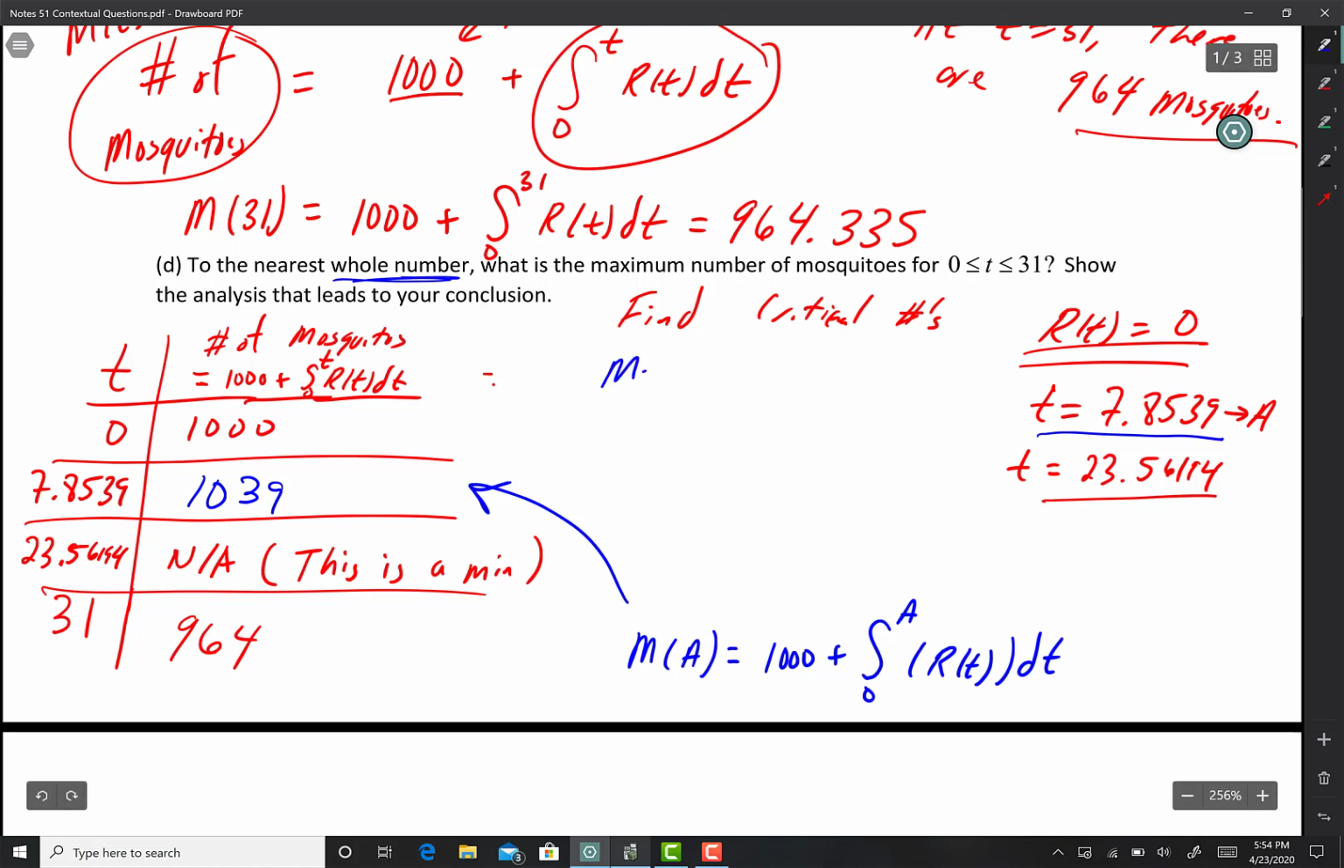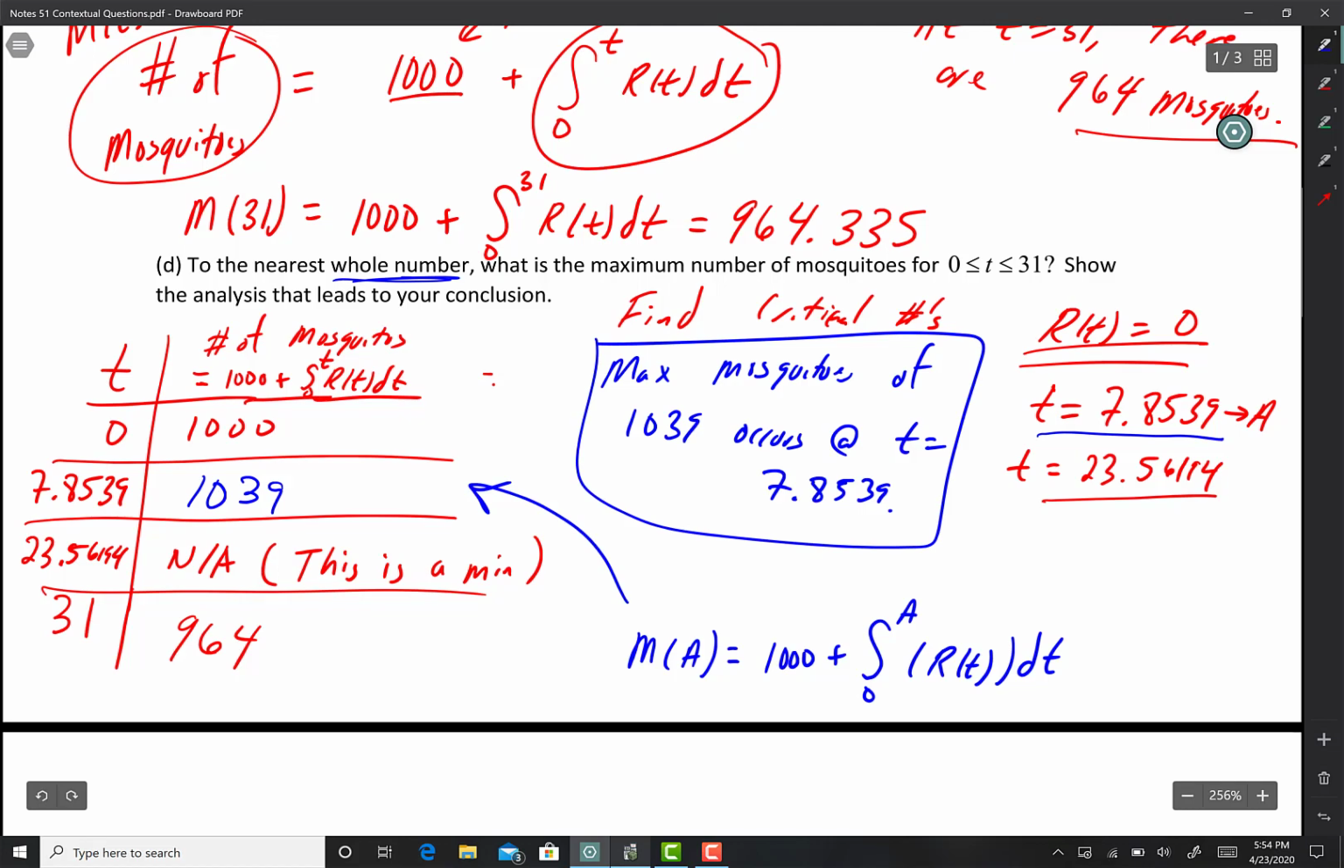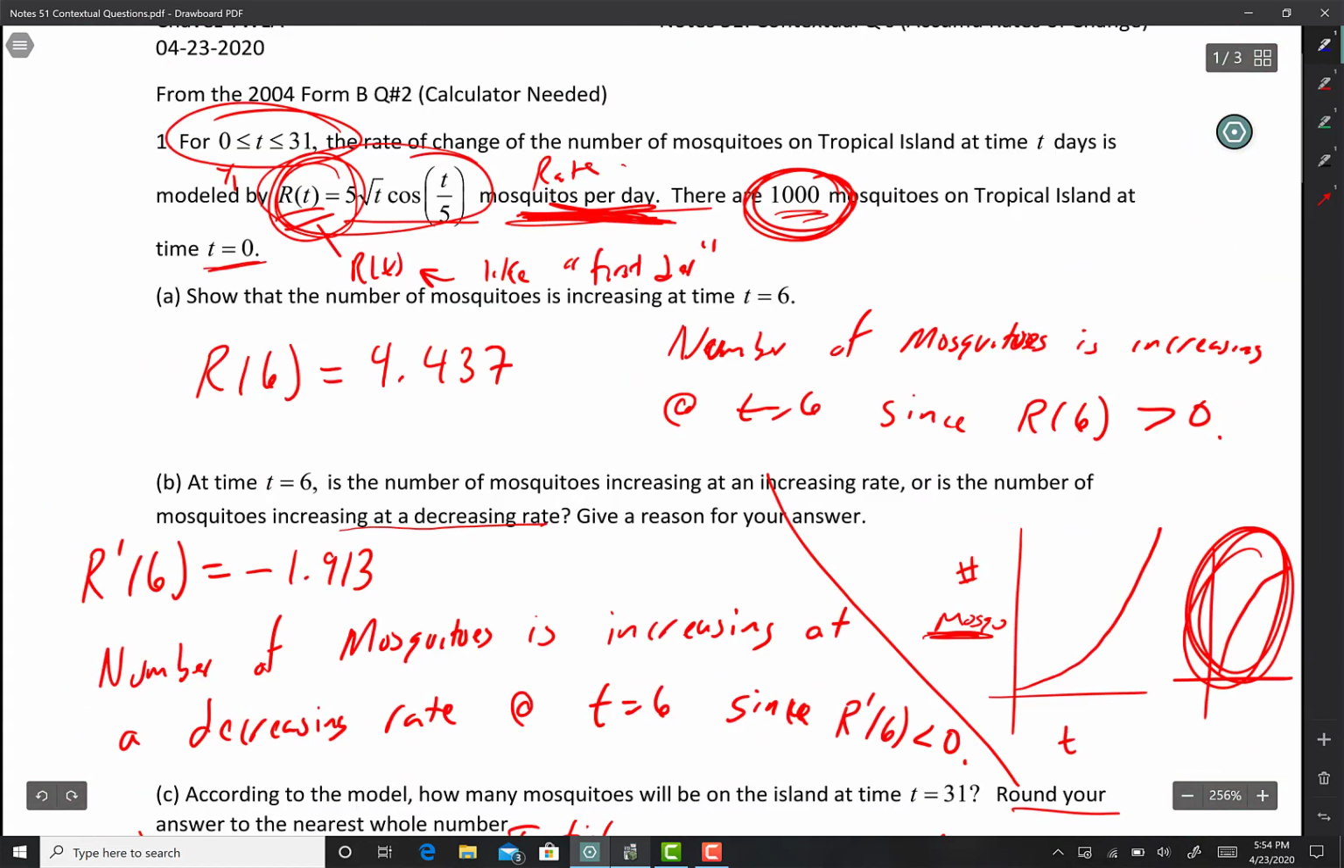So I'm going to put max mosquitoes of 1,039 occurs at t equals 7.8539. I didn't say anything false. Everything is perfect. There it is, guys. I think we're good. So we got the first one out of the way.